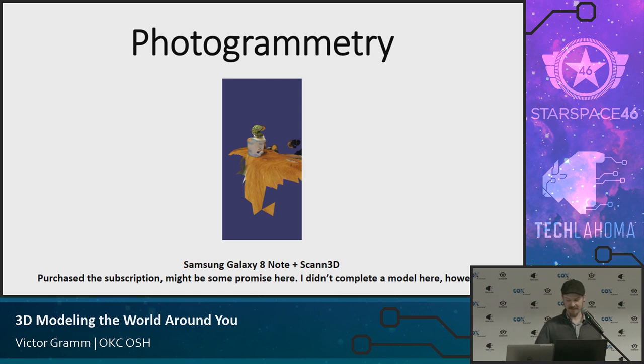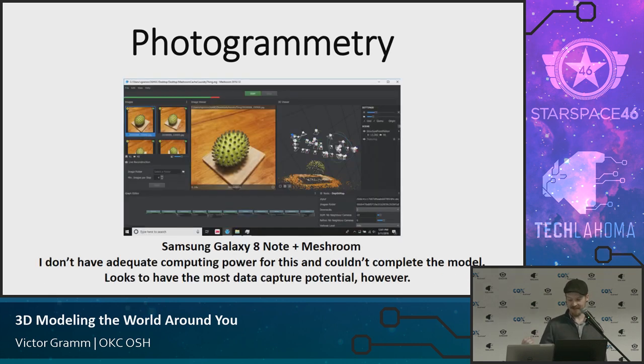Photogrammetry, here's my go with that. So it's got promise. I went ahead and purchased the subscription to this Scan 3D. It's $5.99 a month. You take a bunch of shots, upload them onto the software, and see what it does. I think there's some potential here, but it might depend solely on my photography skills, and that could be problematic. Now, this is Meshroom.